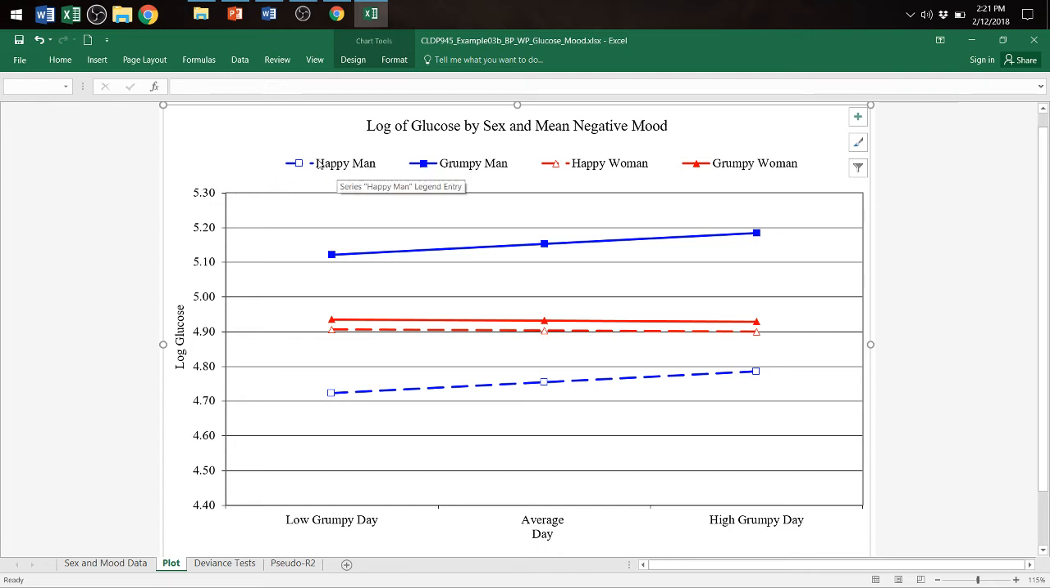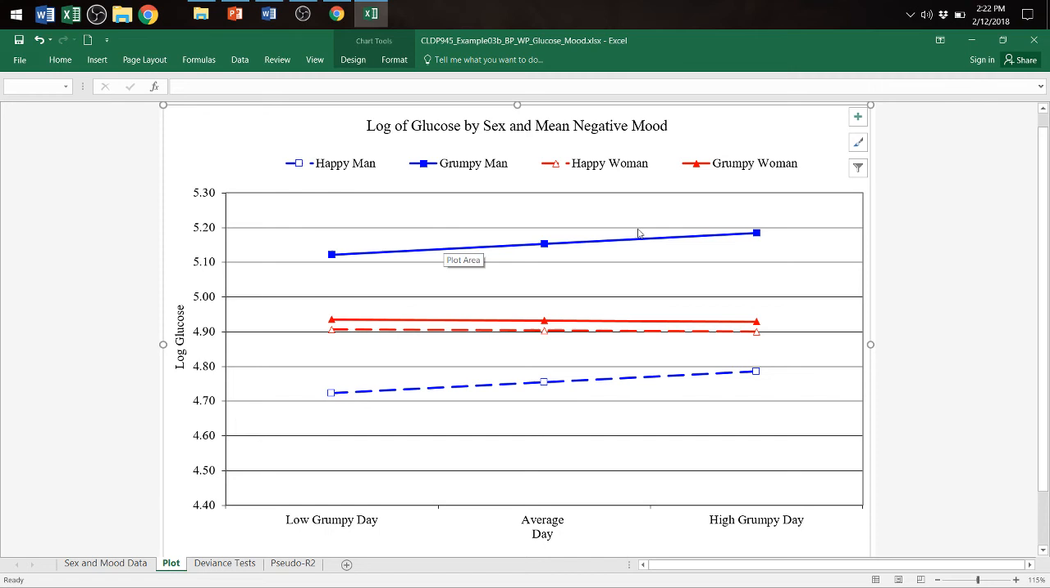So I have women in red and men in blue. I have one line for each distinct combination of gender by person mean grumpy, and I have labeled them accordingly: happy man, happy woman, grumpy woman. And the x-axis is within-person negative mood, where the middle is when you're at your average, whatever that happens to be.